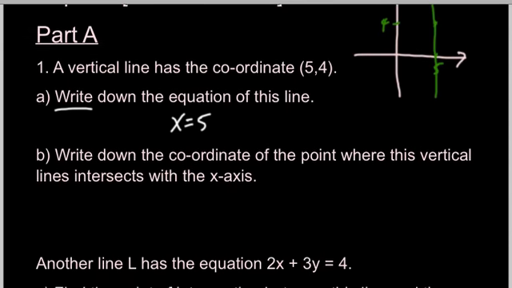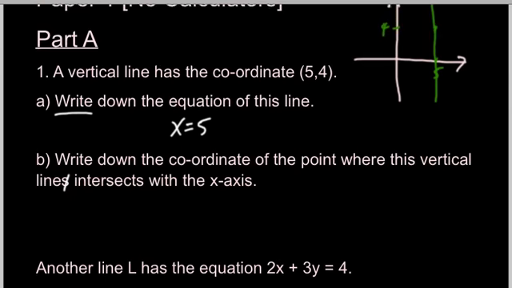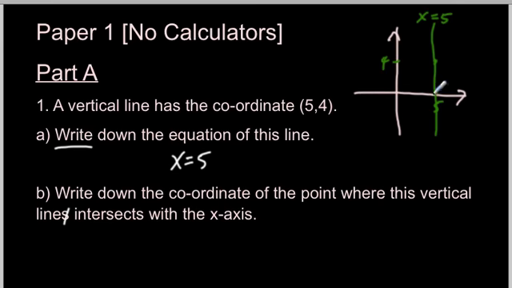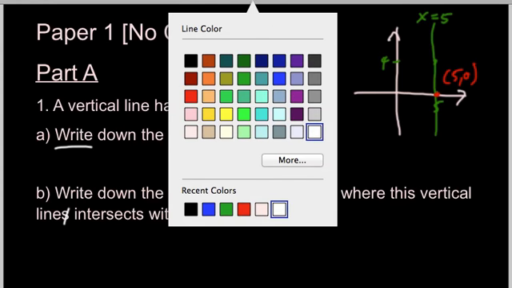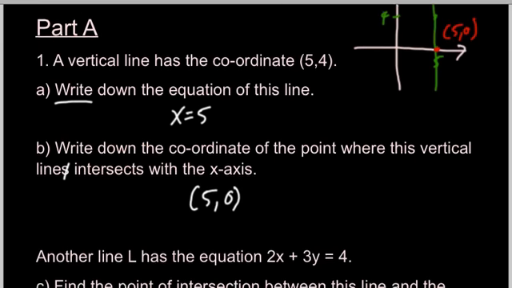Okay, now the second part. Write down the coordinate of the point where this vertical line intersects with the x-axis. Sorry, it's a typo. This vertical line intersects with the x-axis right there. This is the x-axis right here, so it intersects it right there. That point is simply 5, 0. So the coordinate where this intersects with the x-axis is just 5, 0.